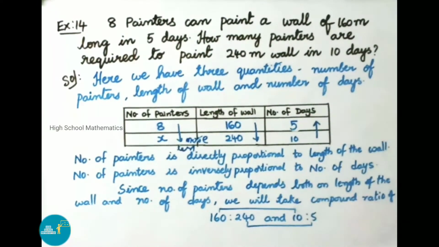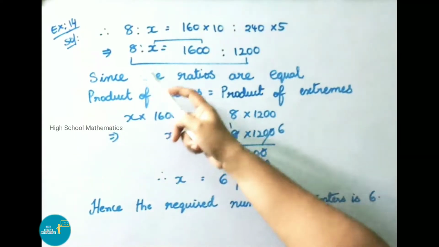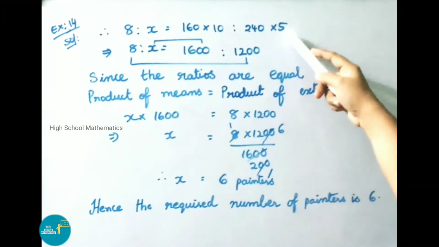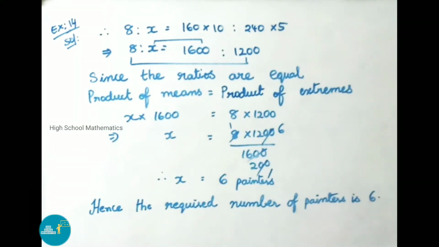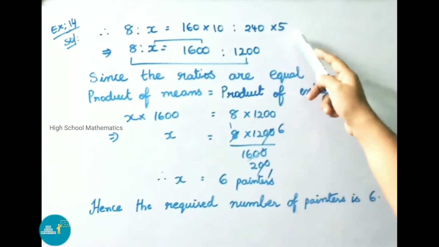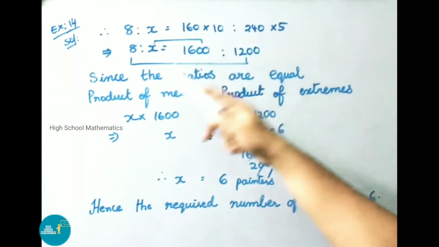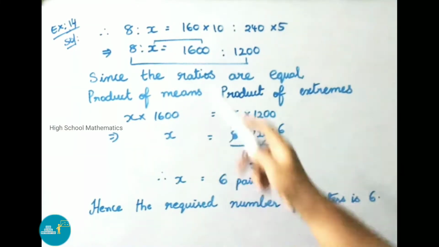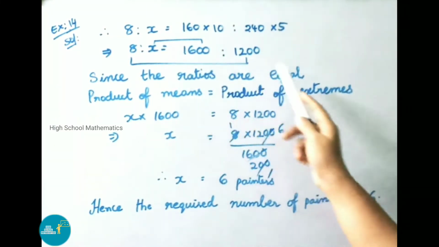We know the compound ratio formula: A into C is to B into D. Now this compound ratio we have to compare with the ratio of the number of painters, that is 8 is to X. Therefore 8 is to X is equal to 160 into 10 is to 240 into 5. That implies 8 is to X is equal to 1600 is to 1200. Since the ratios are equal, product of means is equal to product of extremes. That is X into 1600 is equal to 8 into 1200.